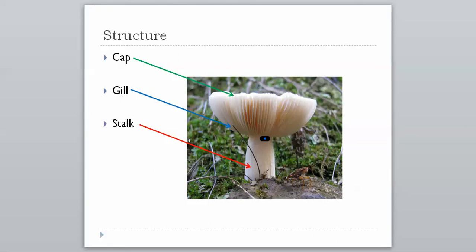So that wraps it up for fungi classification, along with a couple of extra tidbits that I thought they should have had. Let me know if you have any questions.